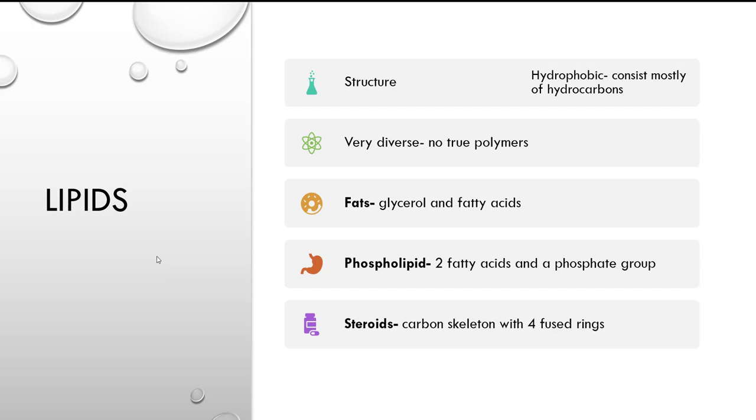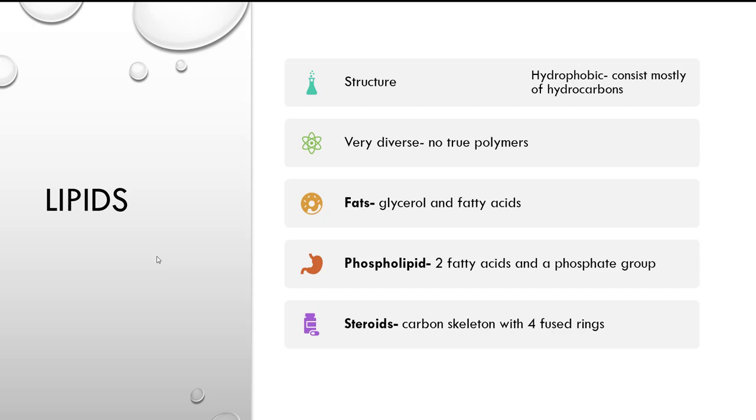So now we're going to switch over into the lipids. The first thing I think of when I think of lipids are fats. But it's actually a very diverse group of macromolecules. In fact, it's so diverse that there's no true polymers or monomers. Okay, so it's very, very diverse. You can't have monosaccharides making polysaccharides. You can't have a monomer lipid making a polymer lipid because they're very diverse.